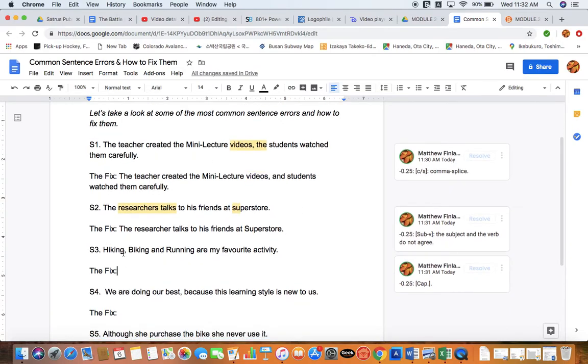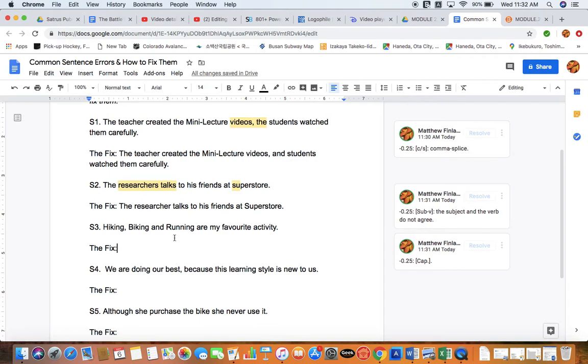Okay, now looking at number three: Hiking, biking, and running are my favorite activity. There's actually three different errors here. Can anybody pick them out? Okay, first of all, you might have indicated that biking and running don't need to be capitalized, and you're absolutely right. They're not proper nouns. We wouldn't capitalize them. The only reason we capitalize hiking is because it's the first word in the sentence. So that's error number one.